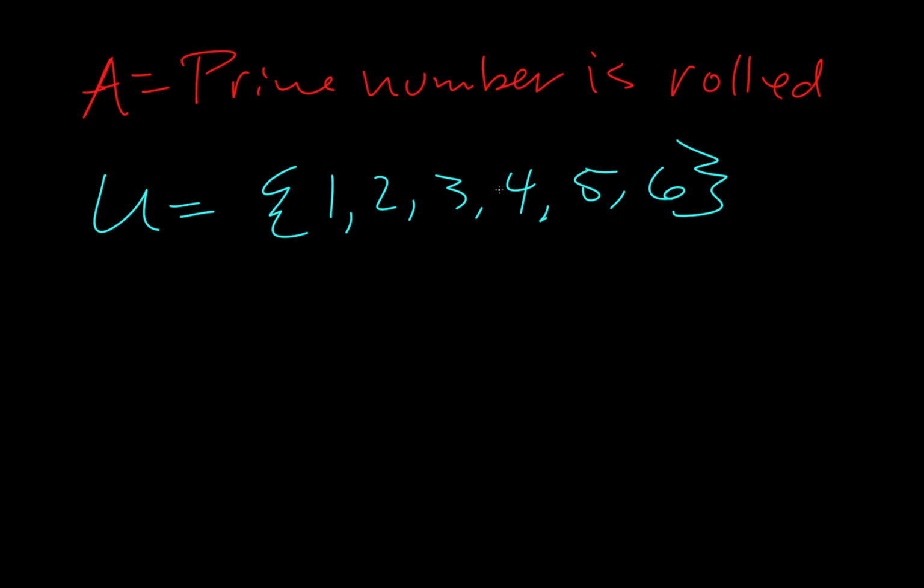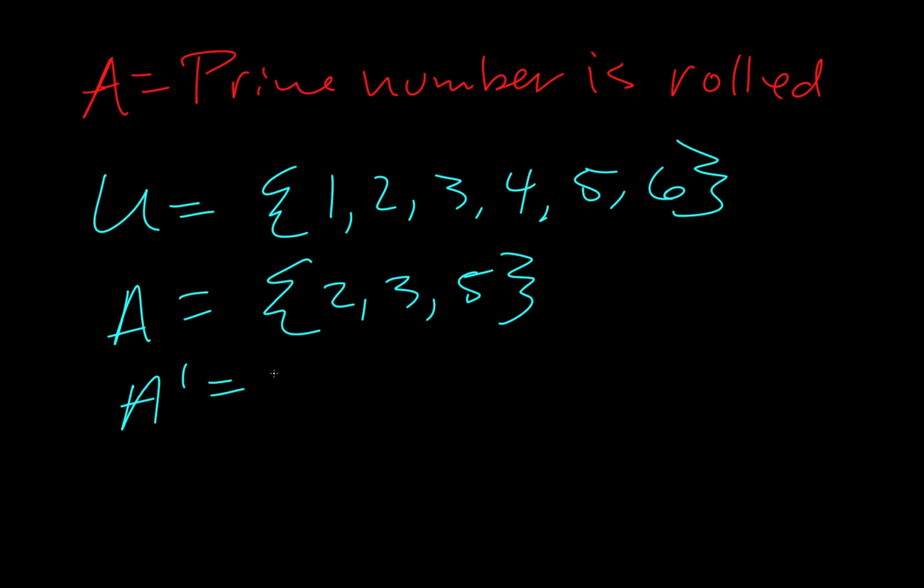Okay? Now we want to know A. So everything that can happen in A is all the prime numbers from the sample space. So 1 is not a prime number, but 2 is, 3 is, and 5 is. The complement of A is everything that's in U, but not in A. So we just write down the numbers we didn't write down before. So 1, 2, 3, 4, 5, 6. So we accounted for all those, and we're good on that.